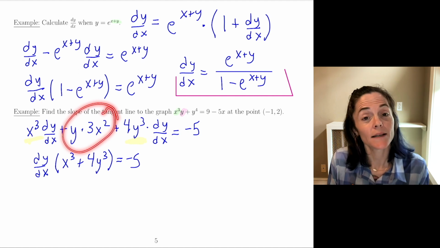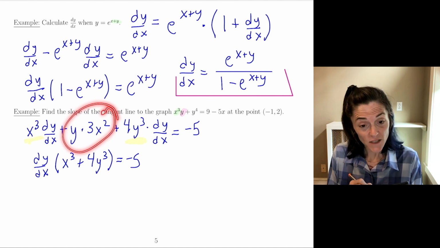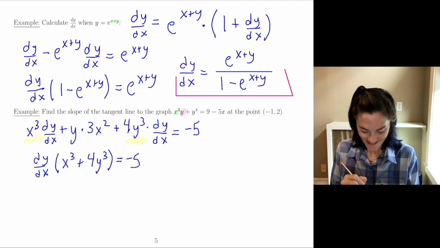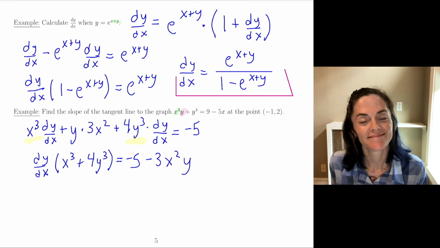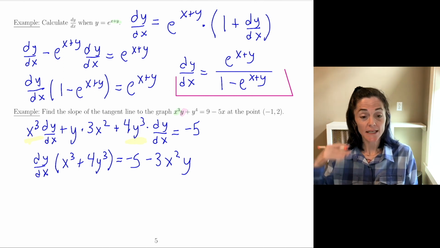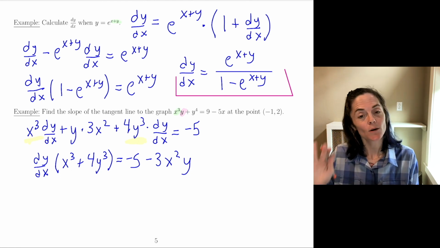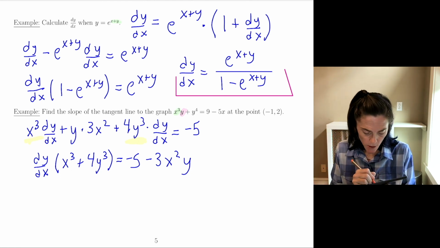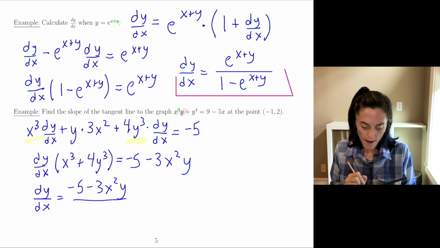This part does not have a dy/dx, so I need to move it to the other side of the equation. So I will have minus 5 and then minus 3x squared y. Final step, to calculate dy/dx, we just divide both sides of the equation by x cubed plus 4y cubed. And so I get dy/dx is minus 5 minus 3x squared y divided by x cubed plus 4y cubed.